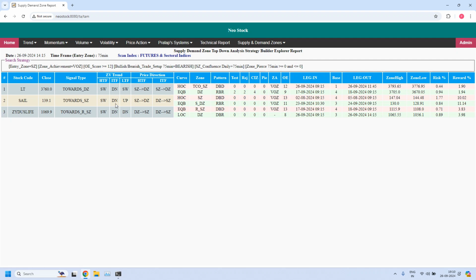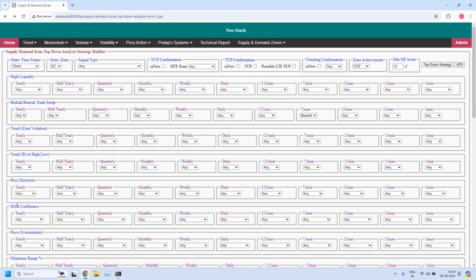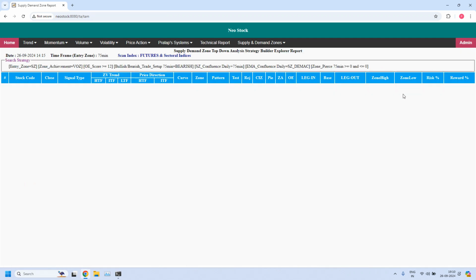the 75 minute zones are part of the daily zone, and the daily trend is a downtrend. Because the daily trend is a downtrend, if they are having any EMA confluence, it is an even higher probability setup. Let's verify out of these 3. In the EMA confluence at daily time frame, because the 75 minute zone is part of the daily supply zone, and if this daily supply zone is having daily EMA confluence and the trend is a downtrend, it is even higher probability. So none of the supply zones are having daily EMA confluence. Okay, it's okay.